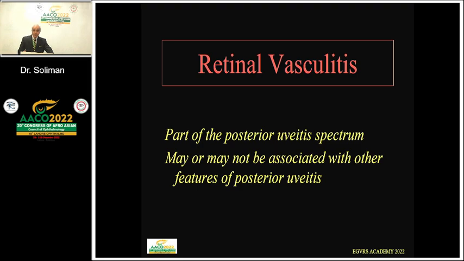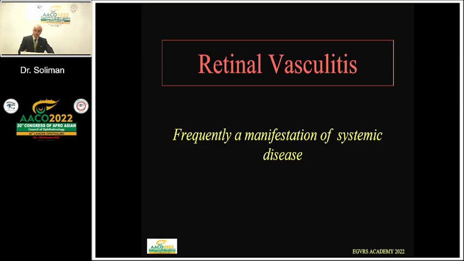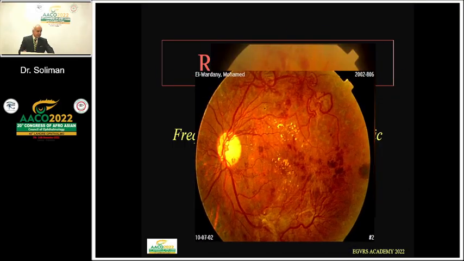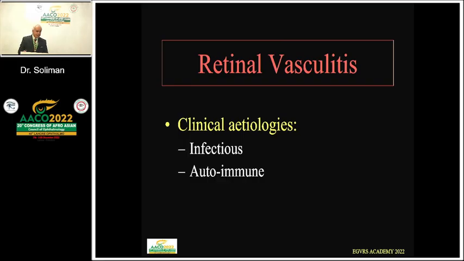So we consider retinal vasculitis as part of the spectrum of posterior uveitis. You might sometimes find only vasculitis without any other signs, and this is considered part of uveitis. It's a frequent problem, and retinal vasculitis is mostly a manifestation of systemic disease. So this is how the retina or the vessels can look in inflammation. Compare that to the vascular disorders in diabetic retinopathy, for example, the big difference in the retinal configuration and the vascular configuration.